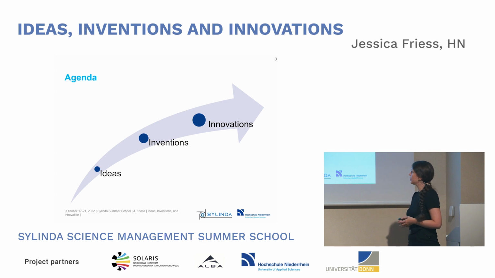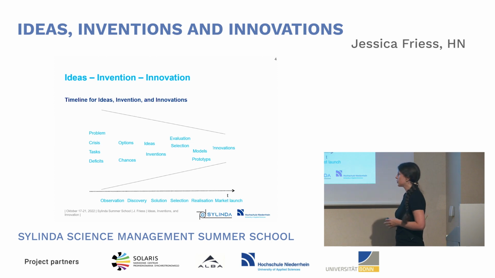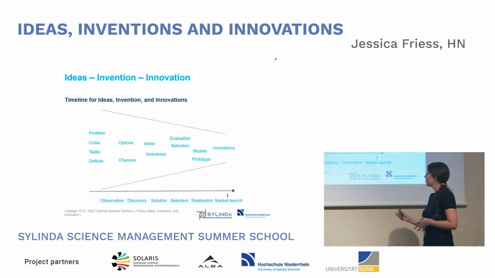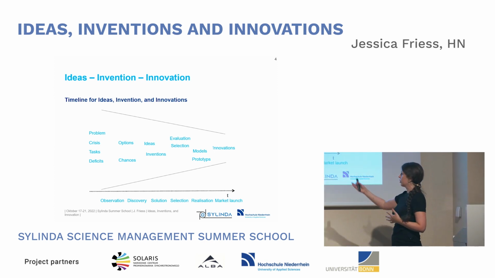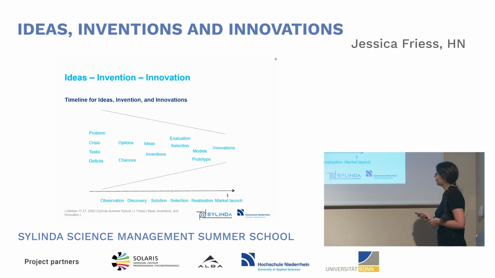We're going to talk about ideas, we're going to talk a little bit about inventions, and we heard a lot yesterday about innovations, but I would like to add some information about this as well. If we start looking at how we get to innovations, it usually starts with some kind of problem, crisis, or special task. And then there are a lot of things happening. We have a lot of chances which we can investigate. We have to do evaluations, we have to build prototypes, and hopefully at the end we've got some innovation. And we will look at this process a little bit more in detail.